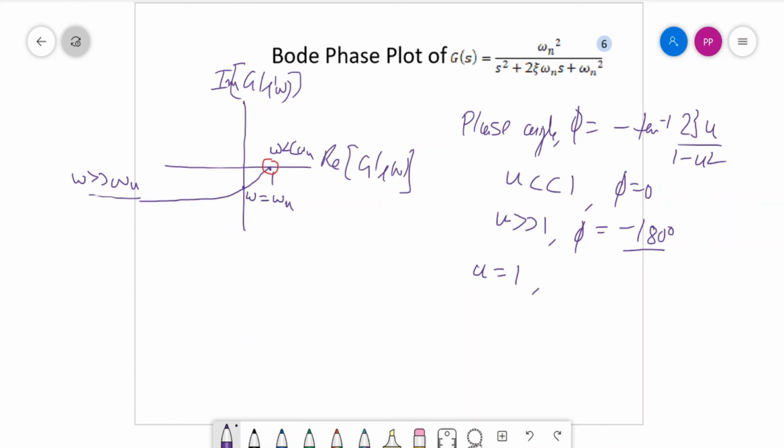Now for u equals 1, the corner frequency, we find that phi equals minus 90 degrees. You can find it confidently using the formula also. U equals 1, this is infinity, so this is minus 90 degrees. So how can we plot it? Let us see.